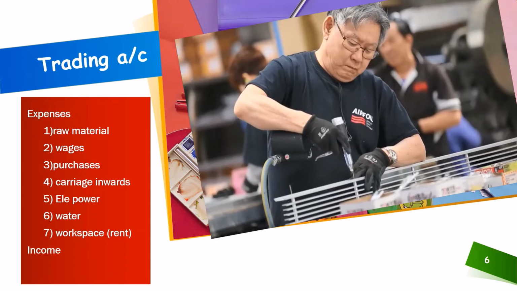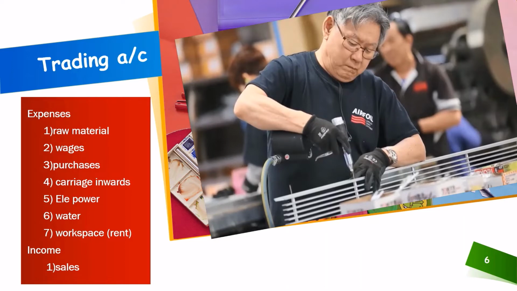And next we'll go with income. Once they spend all the money on these items, they will get one output as a product or service. After the production, they will go with sales. The sales are the income for any manufacturing unit.